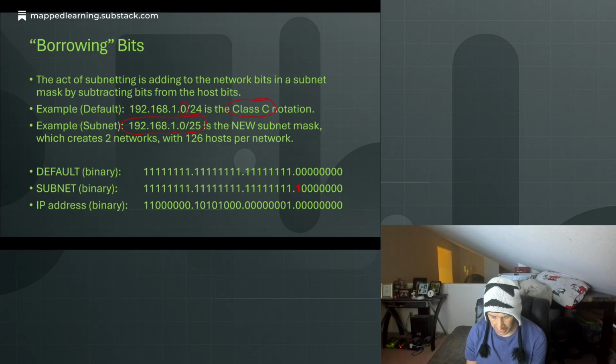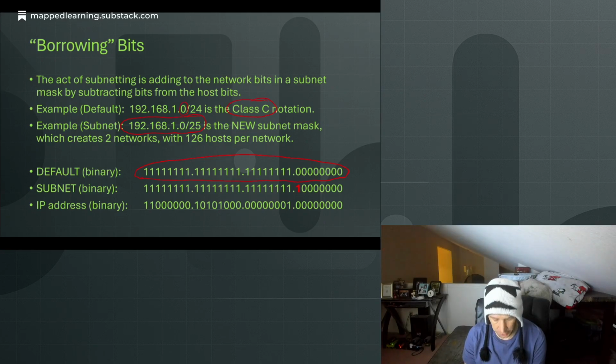And in this new example, borrowing one bit from the host octet creates 2 networks. It divides it in half. We're not going to get into exactly how that happens yet. That will come later. But when we write all of these down in binary, it makes more sense. So this top binary number is the default subnet mask.